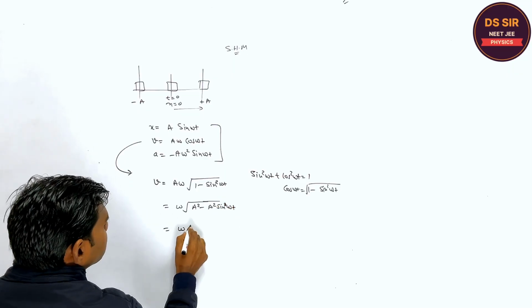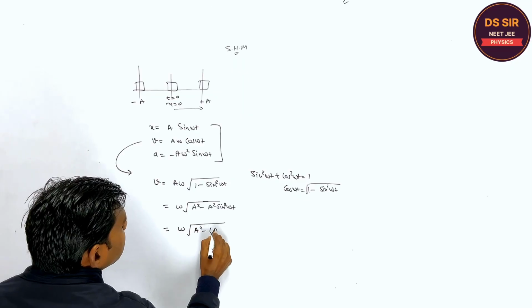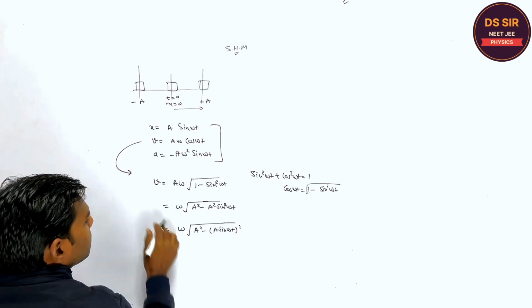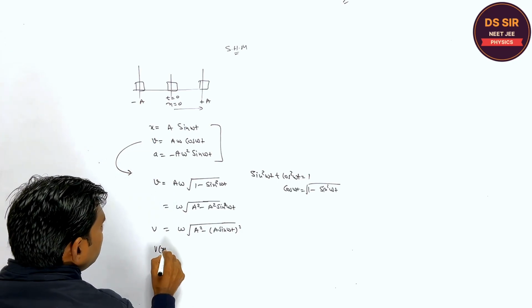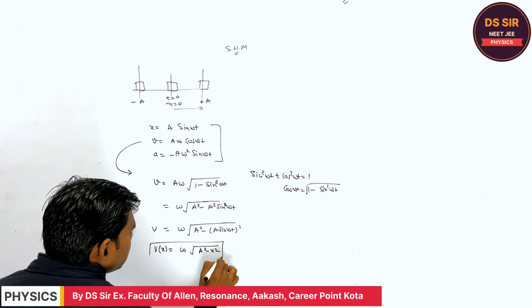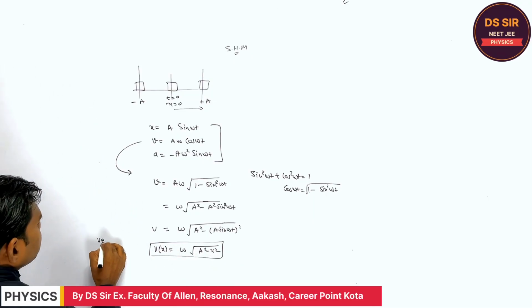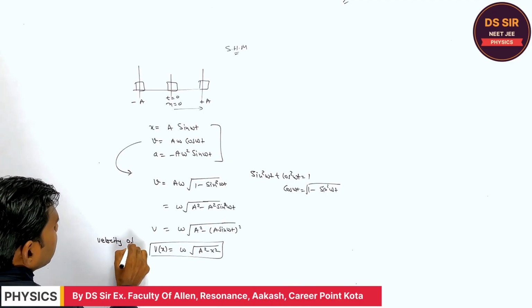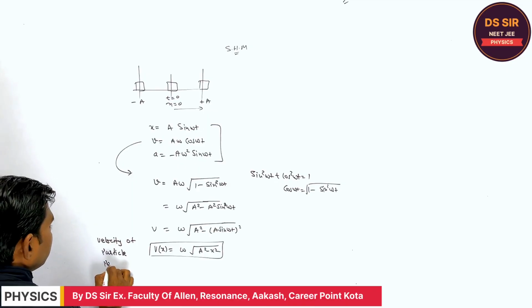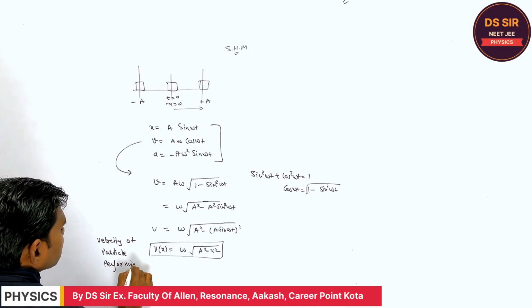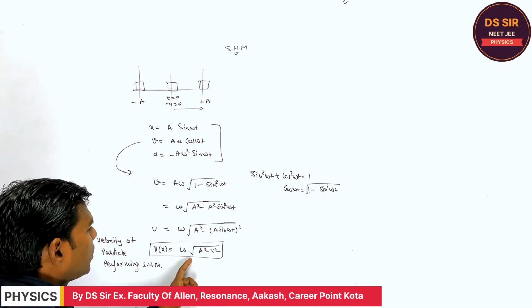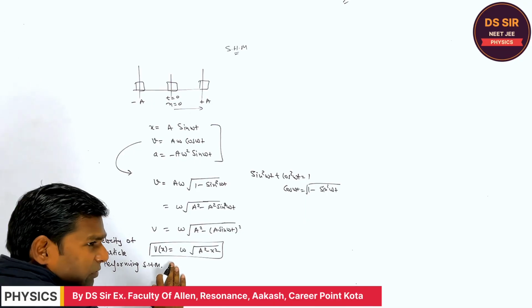Right. So this is root over a square minus a sin omega t whole square. A sin omega t is nothing but the displacement. So velocity may be written as root over a square minus x square. So this is the velocity of a particle performing SHM. Is it clear or not? Vx is equal to omega root over a square minus x square. So this is the velocity.